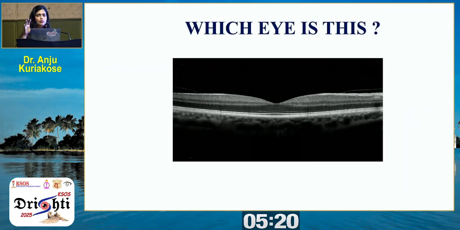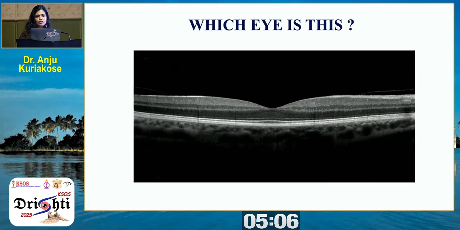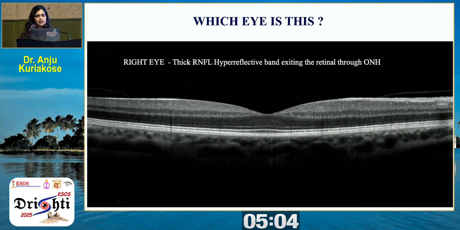So we have learned what the protocols are, what types of scans are available, and what an OCT is. Now we get an OCT in hand. When seeing the OCT, we should know which eye this OCT belongs to without even seeing the OD and OS. So while we see, this is a scan of a right eye.